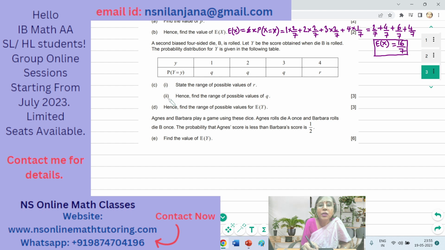Subpart C contains two further subparts, I and II. I says state the range of possible values of R. R is a probability. Now, we know any probability will be between 0 and 1, both included. And we know that the sum total of all these probabilities should be equal to 1. Therefore, Q plus Q plus Q, that means 3Q plus R should be equal to 1.